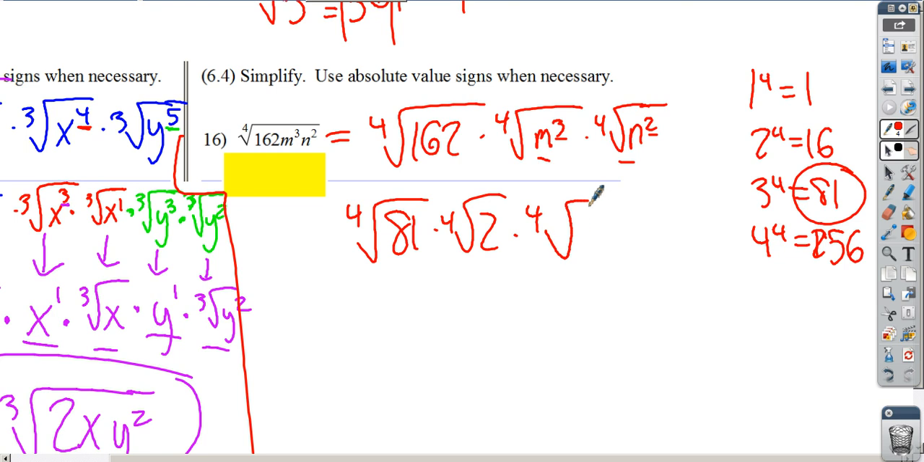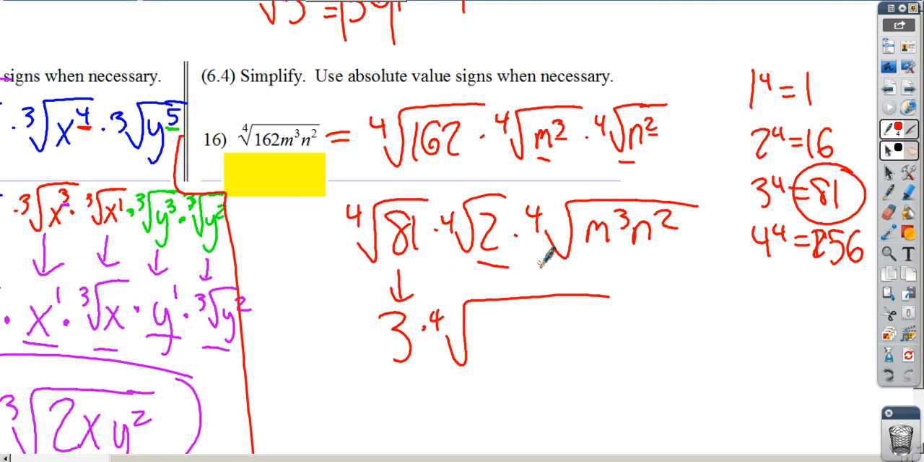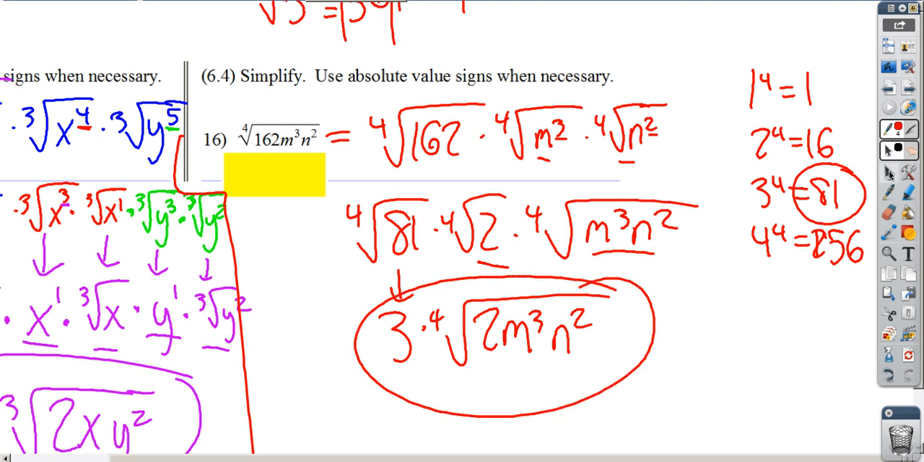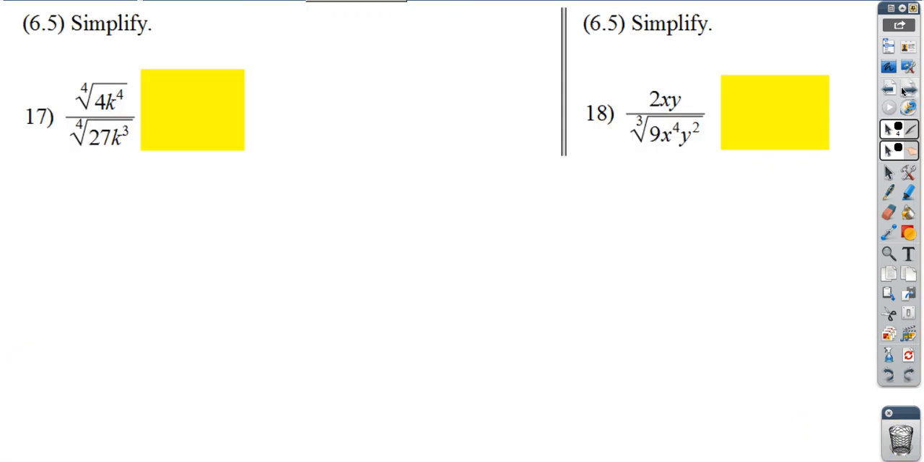And then we can just combine these other two, because like we said, we're not going to be able to do anything to simplify them. So the fourth root of 81 is 3. And then we will finish this by just combining everything that's still under the root together. So we get 2n cubed m squared underneath that fourth root. And let's verify that that is correct. And it is.